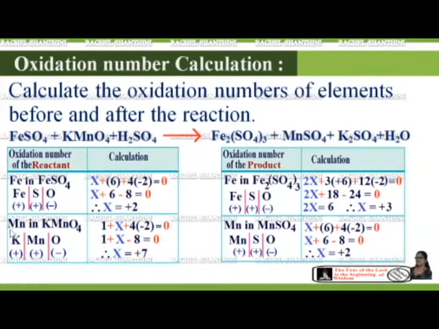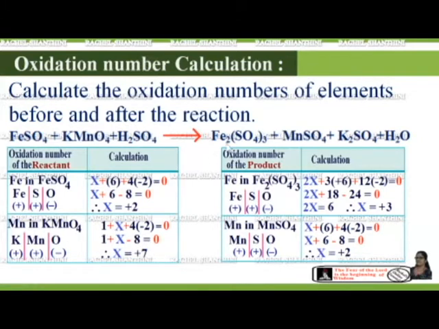To find out the oxidation number of Mn in KMnO4, let us assume the oxidation number of Mn as X. We know that the oxidation number of the alkali metal, that is potassium, is 1. So 1 plus, we have 1 Mn, so X plus, and we have 4 oxygen, so 4 into minus 2, which is the oxidation number of oxygen, is equal to 0. So 1 plus X, 4 into minus 2, minus 8 equal to 0. Therefore, X equal to plus 7, which is the oxidation number of Mn in KMnO4.